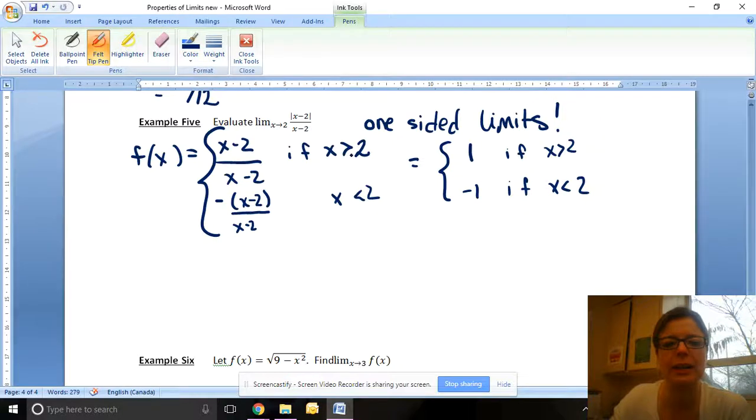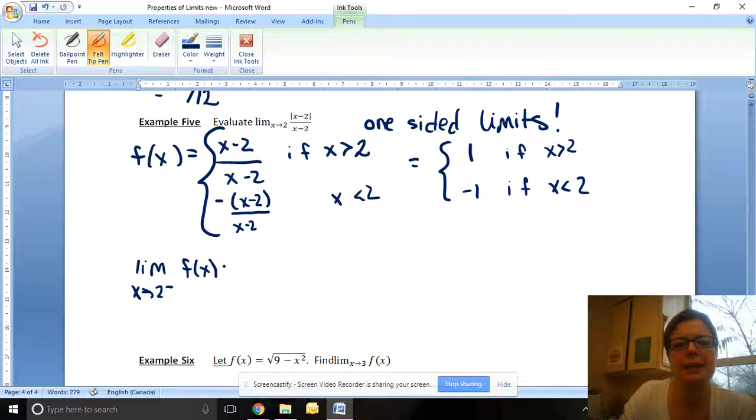That's very interesting. We can't include 2 for this, because then you would get the indeterminate case 0 over 0. So let's take a look at this. The limit as x approaches 2 from the negative side of f(x) is negative 1. As x gets closer and closer to 2, but being less than 2, you get closer and closer to the value of negative 1.